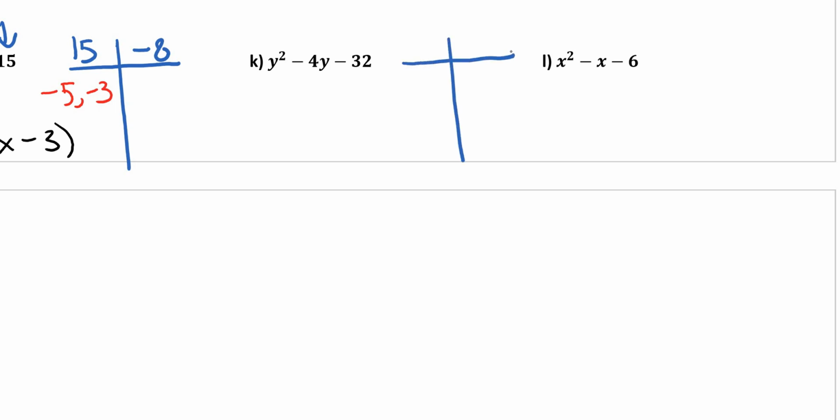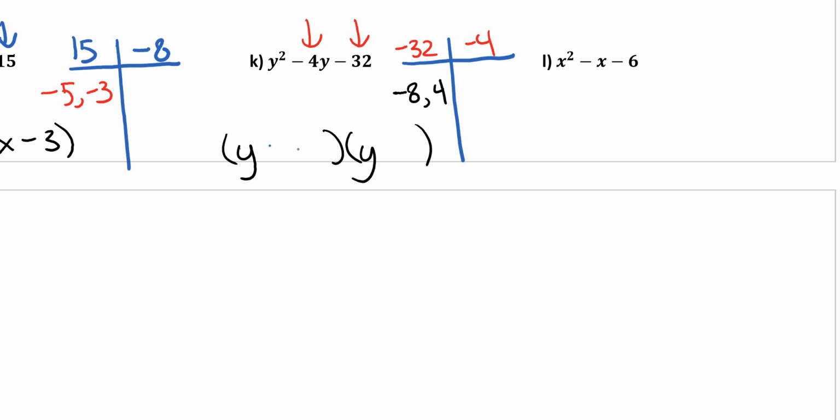All right, next question here. The two numbers I'm looking at are negative 32 and negative 4. Two numbers that multiply to negative 32 and add to negative 4, well, that's going to be negative 8 and 4. All right, so then I can set my two brackets. This time let's have the letter y, y, and then our numbers, negative 8 and positive 4.